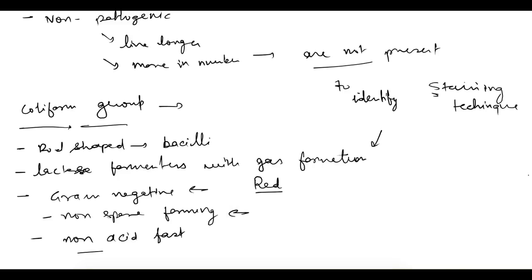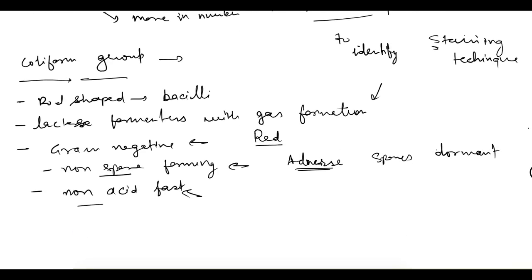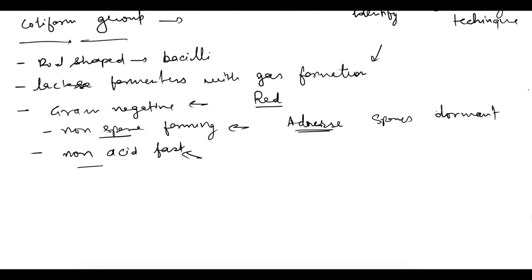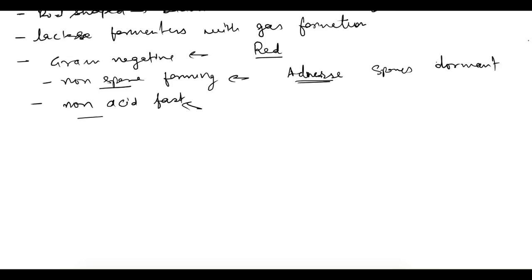Non-spore forming: some of the bacteria, if they go into an adverse environment, form spores and go into a dormant state to survive. This is a non-spore forming bacteria. And non-acid fast is also a staining technique, acid fast and non-acid fast. So this is non-acid fast. This is about the definition of the coliform group. Now in this coliform group there is a subgroup, that is the fecal coliform group.